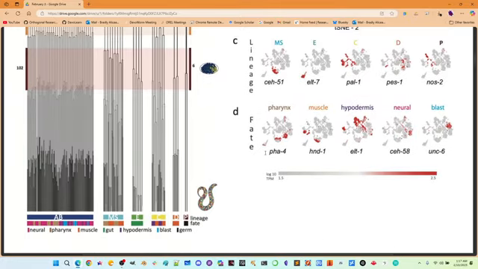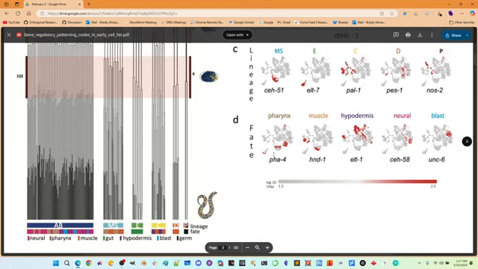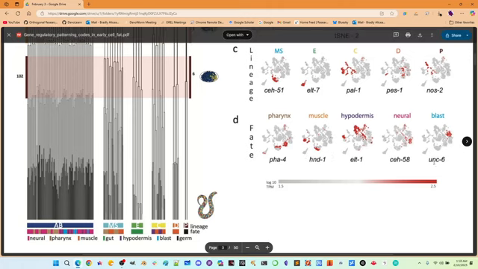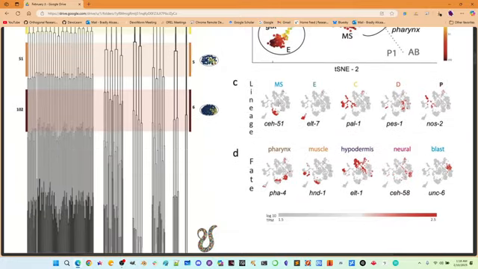And then for our fate, we have different cell fates: pharynx, muscle, hypodermis, neural, and blast. And then we have markers for these. So we have FA4 for pharynx, HND1 for muscle, ELT1 for hypodermis, CH58 for neural, and UNC6 for blast. And so they're all where we expect them to be as well. This is telling us the level of gene expression. So this is where these markers are highly expressed on this t-SNE map versus where they're not, which is gray.